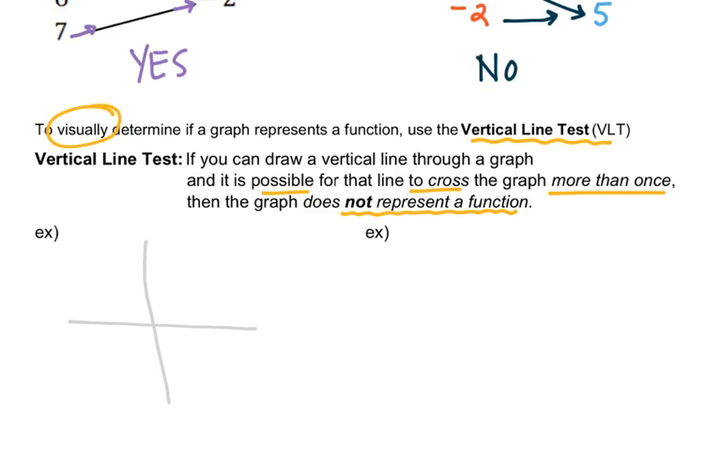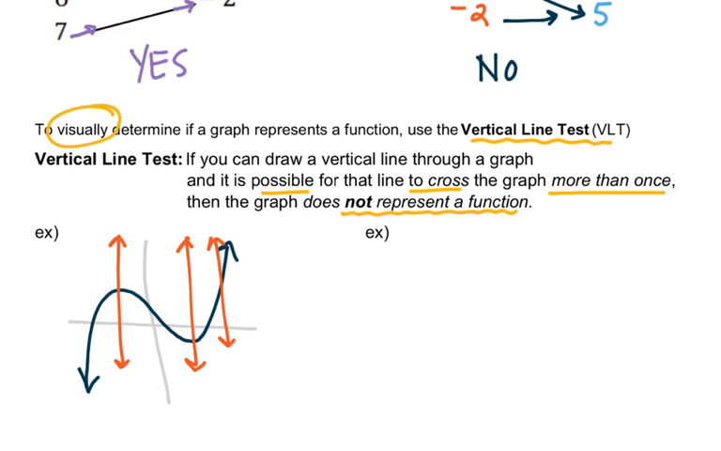So here are two examples. Maybe we have a curve that looks like this. Regardless of where I draw a vertical line on this graph, I could draw it there, I could draw it here, any of these places, it will only cross once. So in this situation, we would say, yes, this is a function.